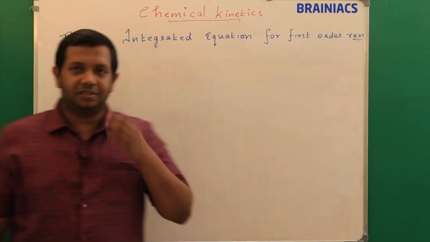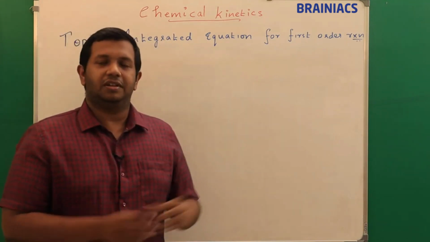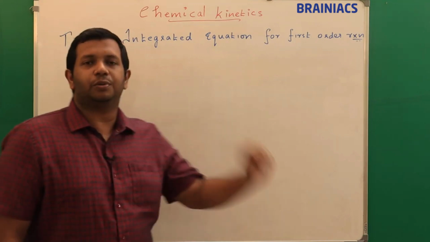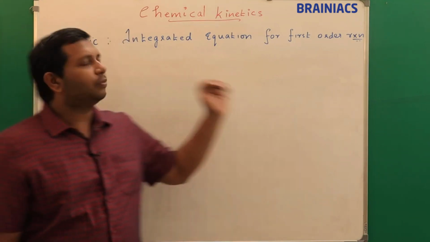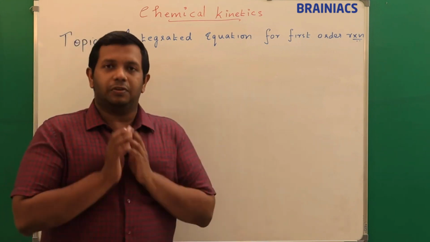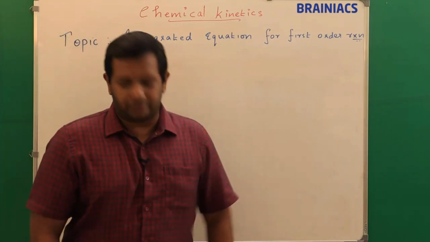In our last class we discussed mainly the integrated rate equations for the zero order reaction. I hope you have gone through that derivation and understood it. Now we are going to derive the integrated equation for a first order reaction. The method of integration or the approach still remains the same. The only thing is that it is for a first order reaction.